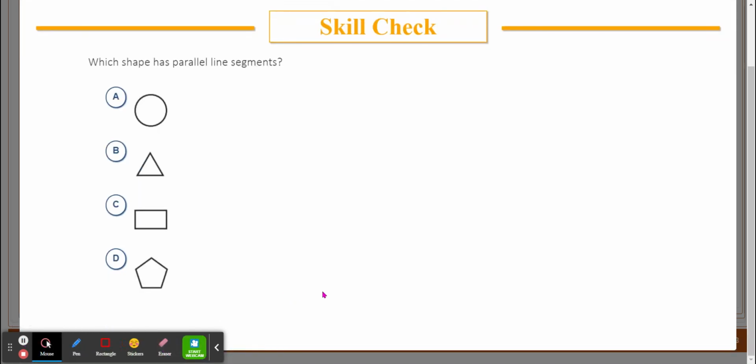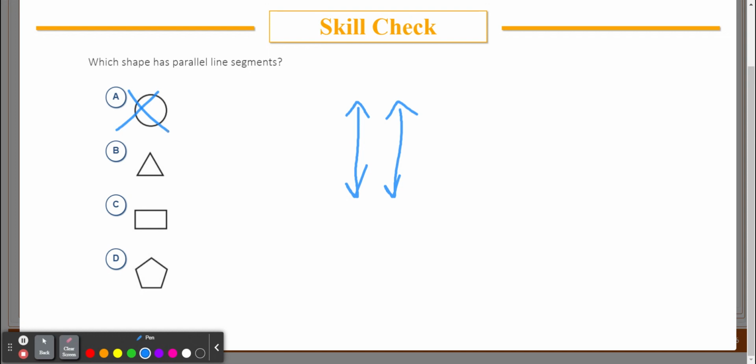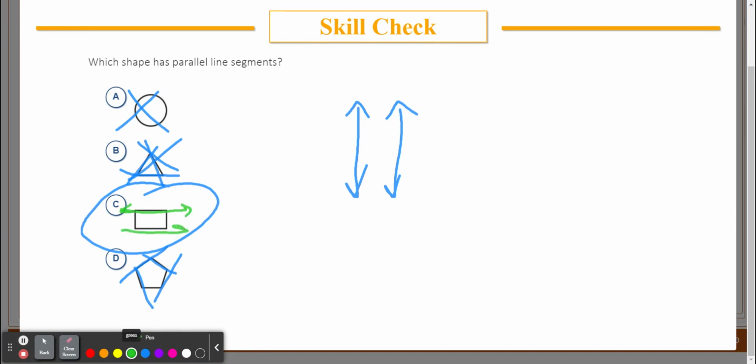And the last example says, which shape has parallel line segments? Remember, parallel lines are two lines going next to each other in the same direction forever without touching. So a circle doesn't have any of those lines. Triangle doesn't have any of those lines. They all cross. D, none of these lines are parallel to each other. The answer is C. It has two pairs of parallel lines. These ones going left and right are parallel, and these going up and down are parallel.